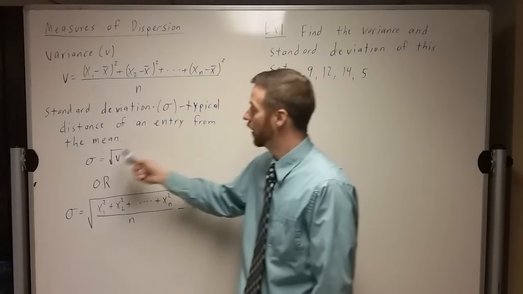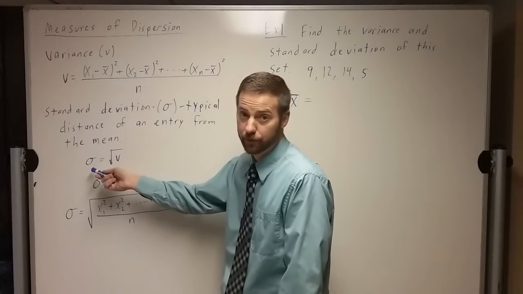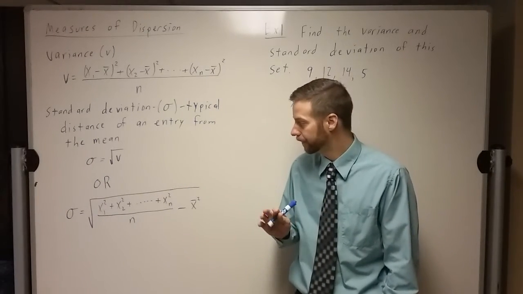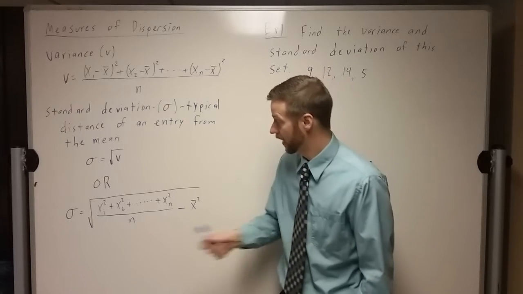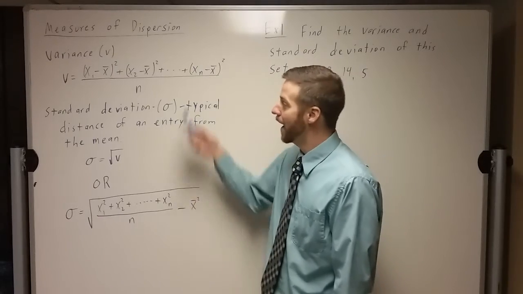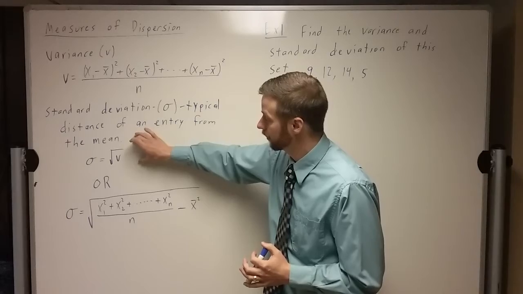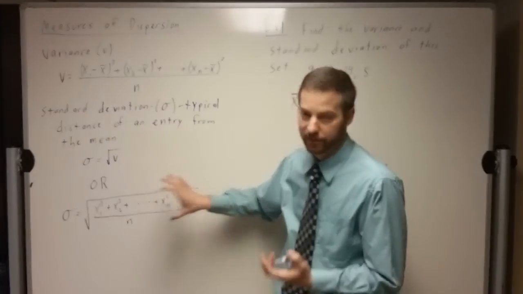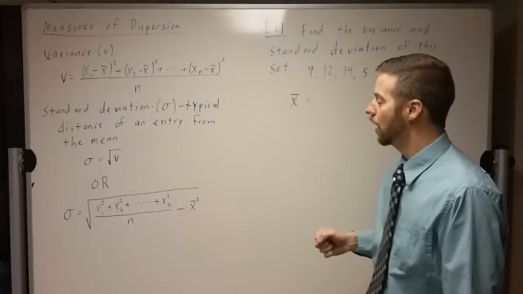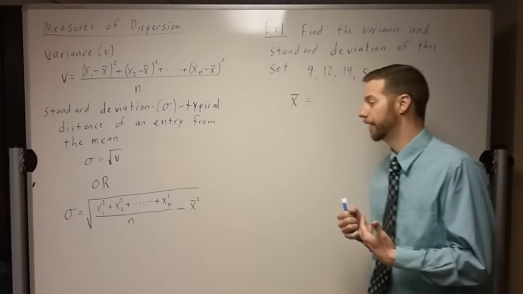The way we find standard deviation, well, if we have the variance, standard deviation is really easy. It's just the square root of the variance, and that's it. Now, there is an alternate formula for finding standard deviation. It's right here. It doesn't matter which way you do this. You could use that and then take the square root of it, or you could use this to get standard deviation. They both give you the same answer. So those are the big new things today, variance and standard deviation, and how we find them.